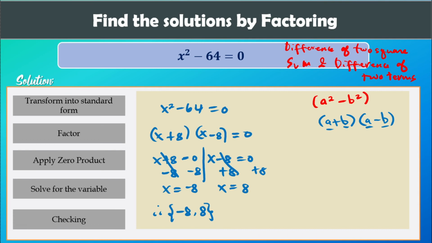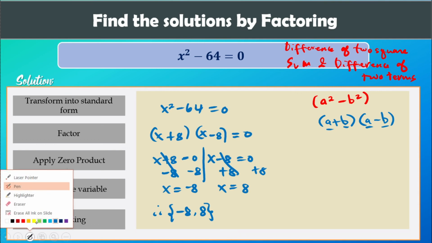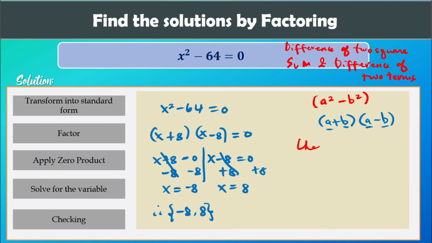Okay, let us check kung tama talaga yung answer natin. So, check natin. Let's have the checking. Okay. If x is negative 8, substitute natin sa formula. So, magiging negative 8 squared minus 64 equals 0. Negative 8 squared is 64 minus 64. Lagyan pala natin yung question mark, no? Therefore, 0 is equal to 0. Ibig sabihin, tama yung negative 8.